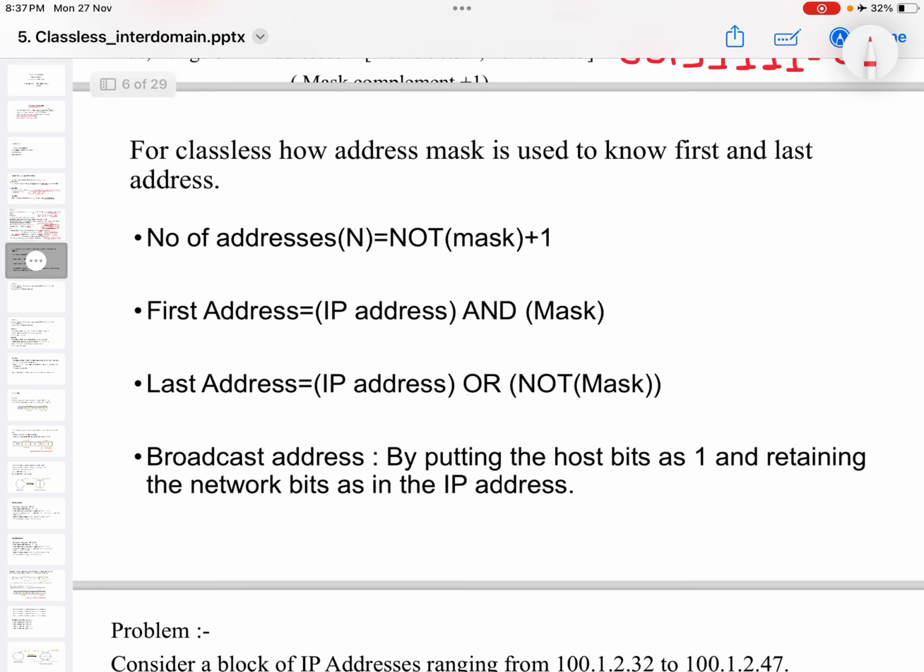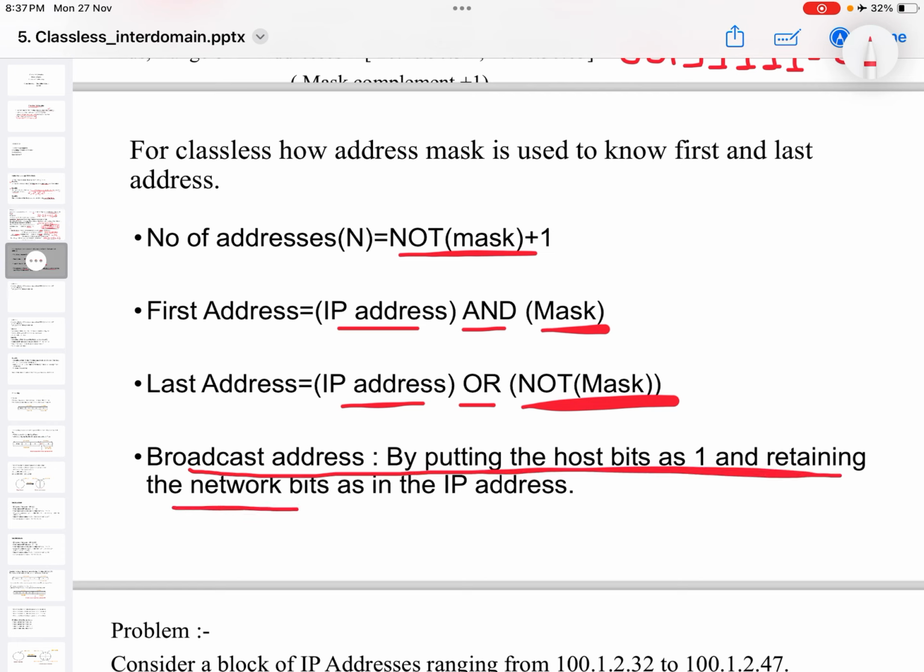For classless addressing, the address mask is used to know the first and the last address. The number of addresses is NOT mask plus 1, the first address is IP address AND mask, and the last address is IP address OR NOT mask. The broadcast address is obtained by putting the host bits as 1 and retaining the network bits as in the IP address.